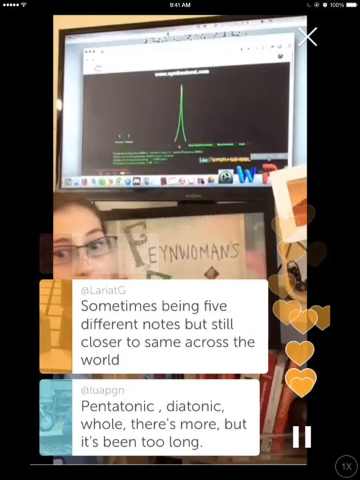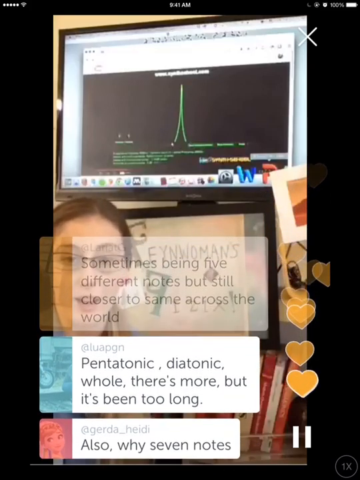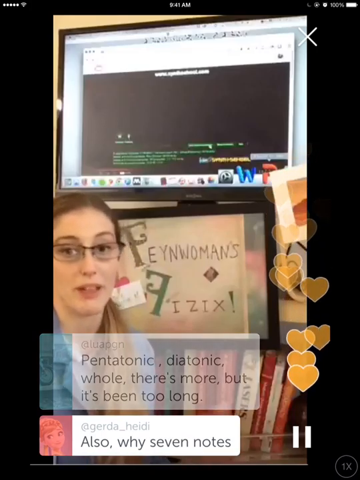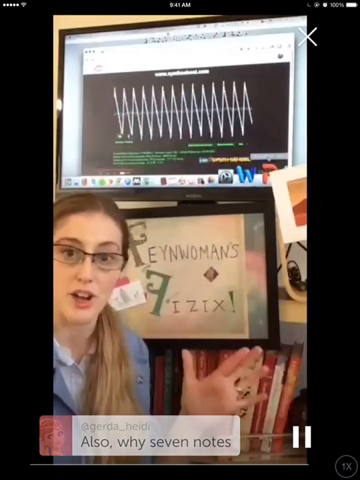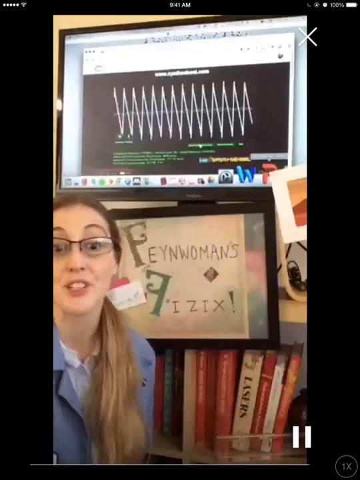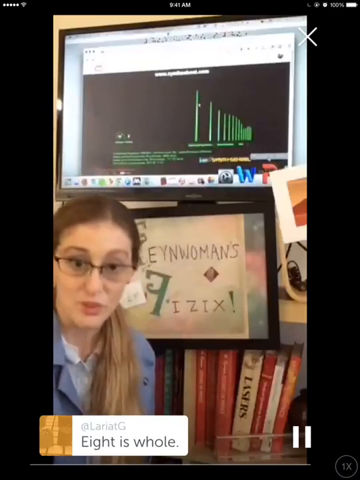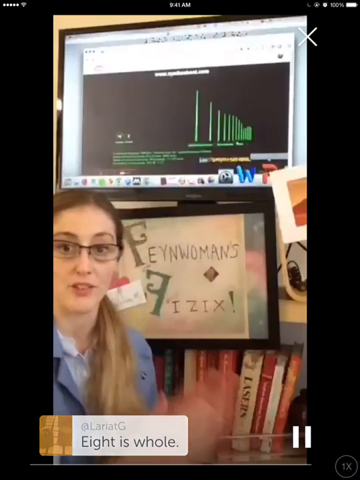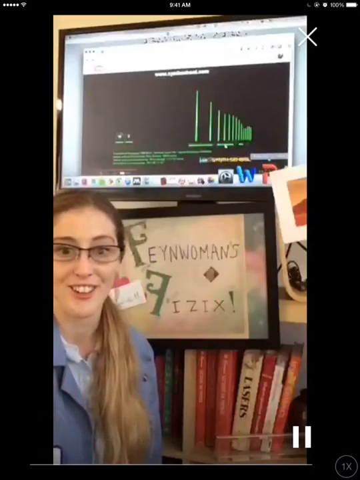Oh yeah, there's a ton of different scales, absolutely a ton of different scales all around the world. Even in Western music there are many different scales. But it's all about how you divide up that full range of the frequency. Eight is a full octave, because you start at C and end at C again. So you have the seven notes, and then the eighth is the C at the next octave.